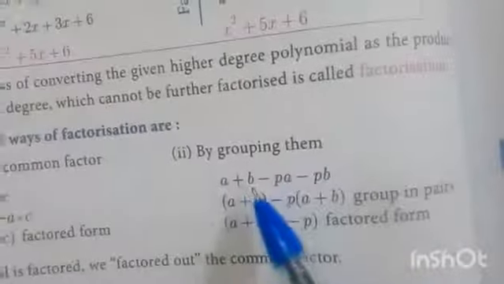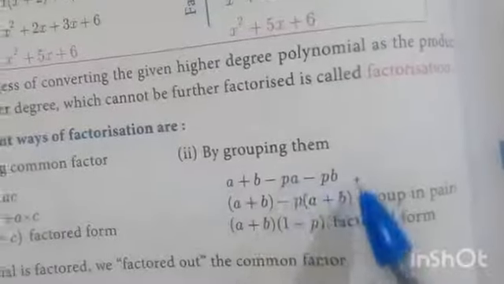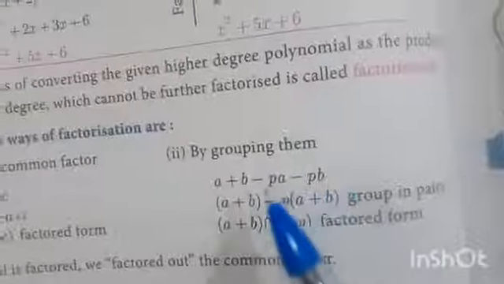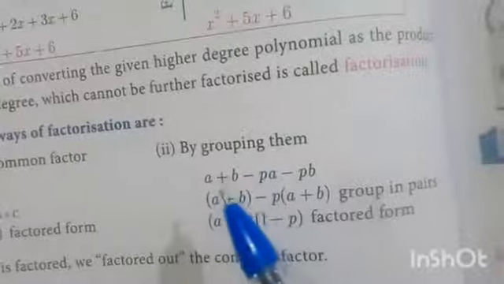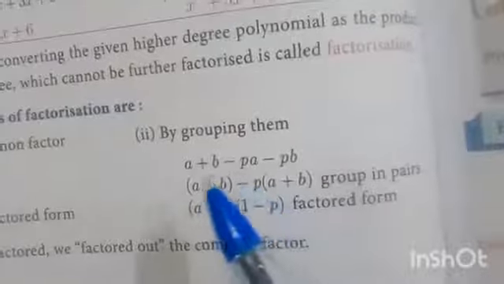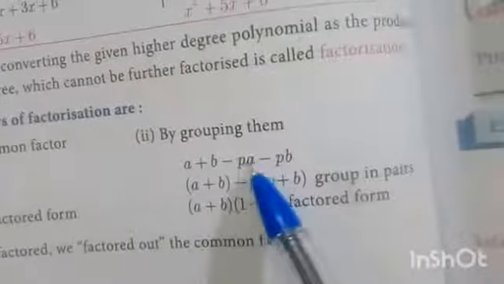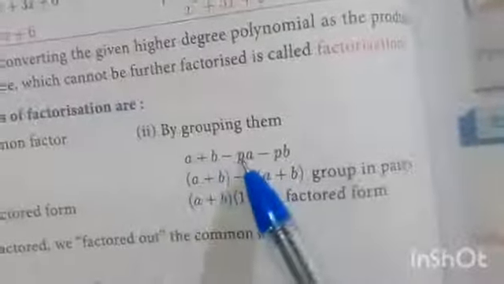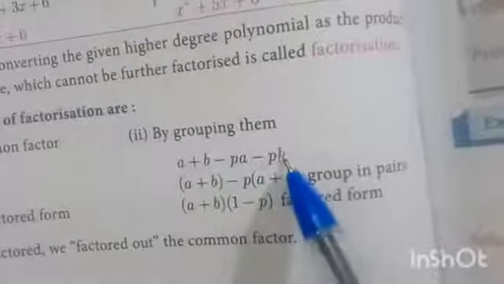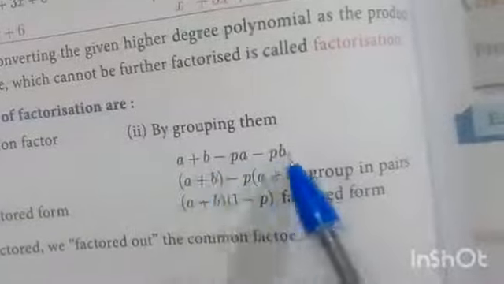Grouping method. Now you have 4 terms: A plus B minus PA minus PB. First you have to find the groups. For grouping, you have to find like terms, where the same variable is there, which is called a like factor. For A, here PA is there, so you have to make a group of these two. B is here, and here also B is there, so you have to make these two a group.